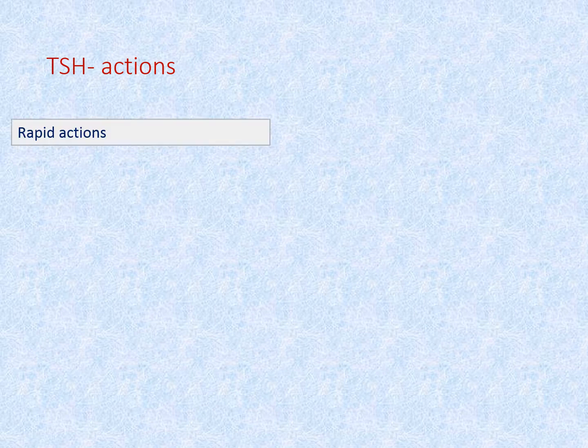Physiological action of the TSH. It has mainly 3 types of action: rapid, intermediate, and long-term effect. First of all, rapid actions, that is within 20 to 30 minutes. So immediate effect. First, it does pinocytosis of the colloid droplet into the cytoplasm. So thyroglobulin in the vesicle.